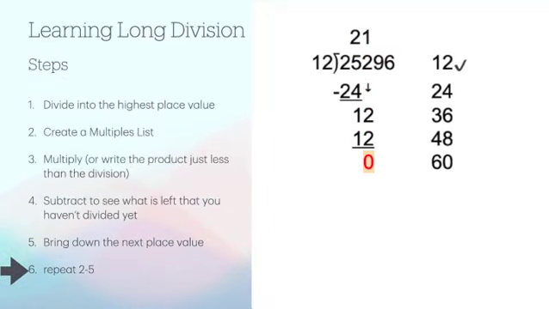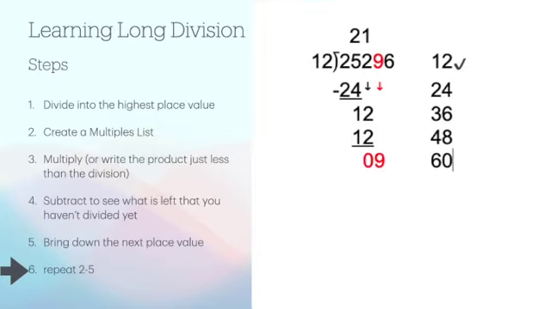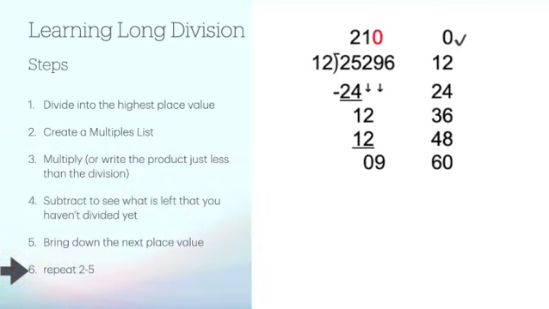I get 0. I bring down my next place value. Now here, my next place value is 9. So now I have to take 12 into 9. 12 doesn't go into 9. I put a 0 above the 9 because 0 times 12. Then you can multiply 0 times 12 and subtract 0 and bring your 9 down again. It's just easier to go ahead and just bring the next place value down, which is 6. And you'll end up dividing into 96 anyway.